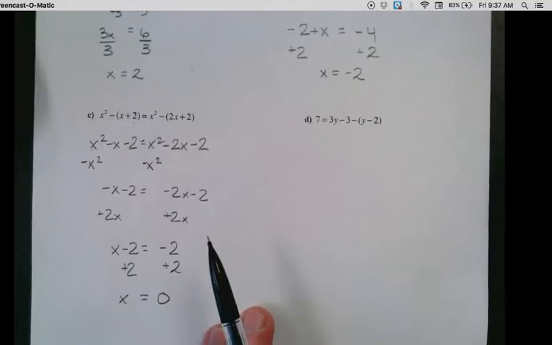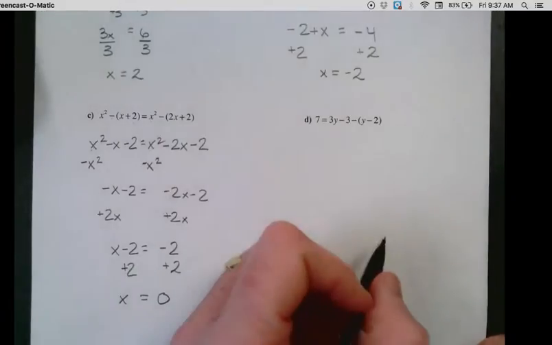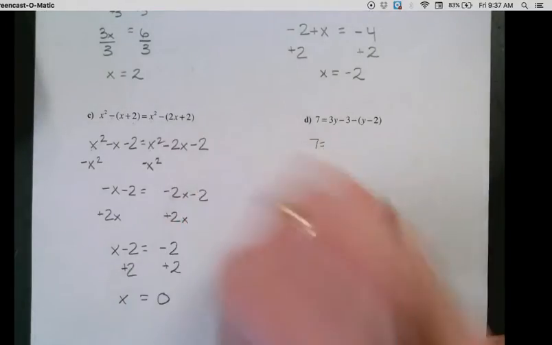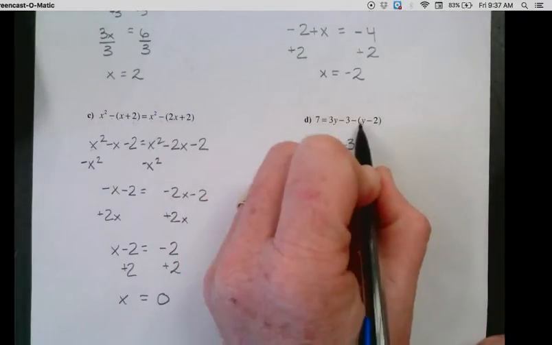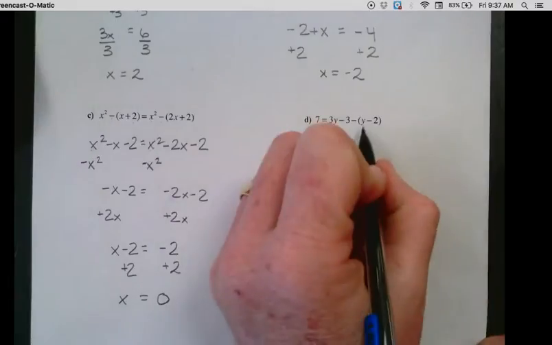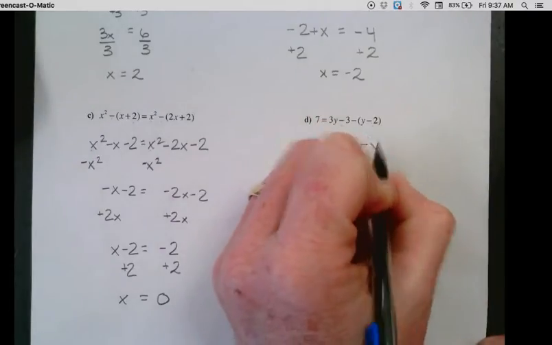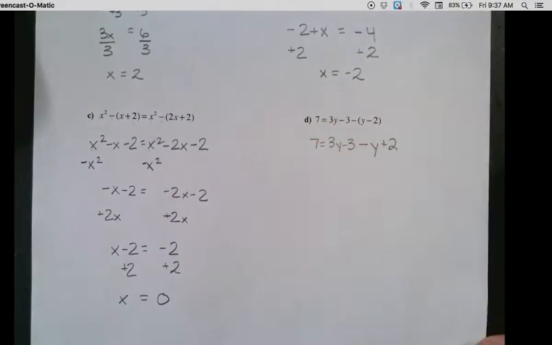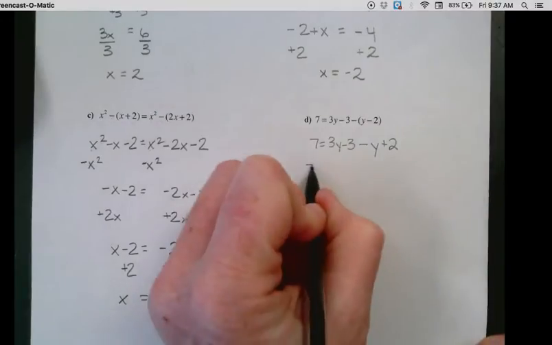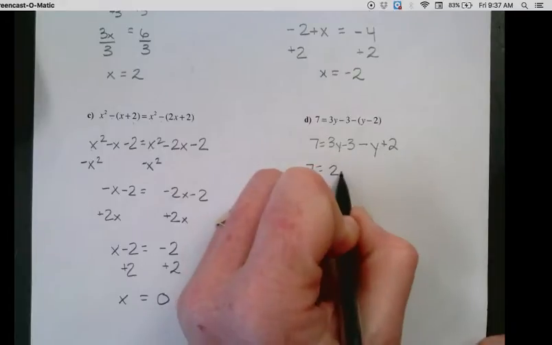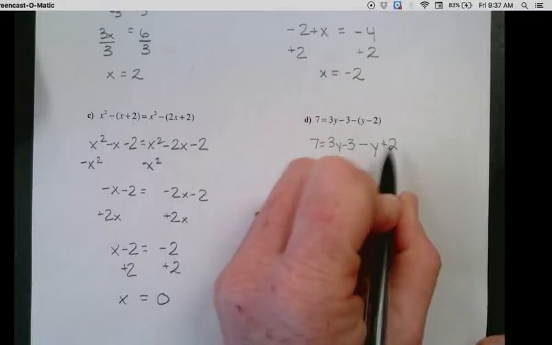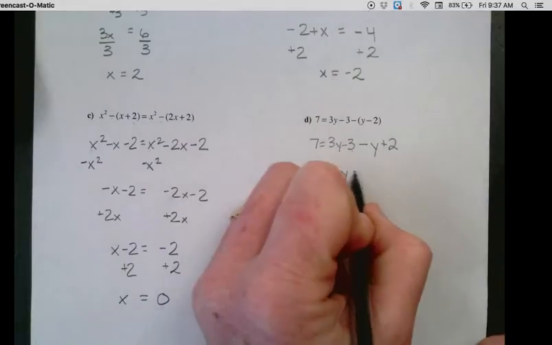All right, this last problem. Need to move these into the positive region by changing all the signs. So negative y and a positive 2. Now I'm going to combine like terms over here. 3y minus y is 2y. Negative 3 plus 2, negative 1.